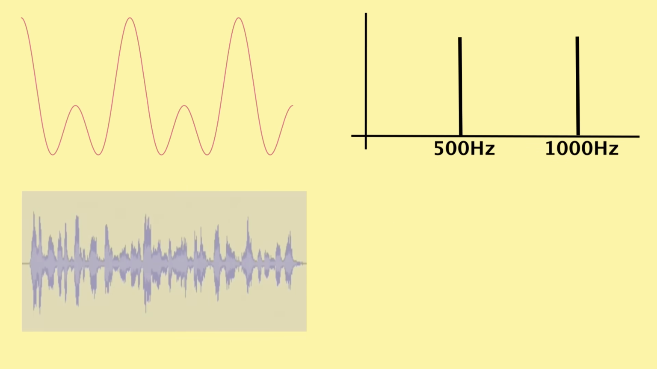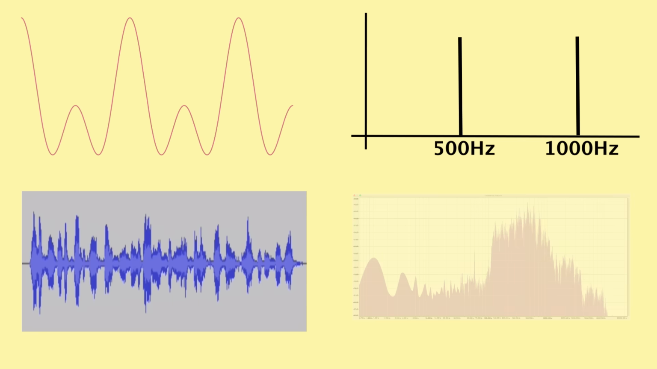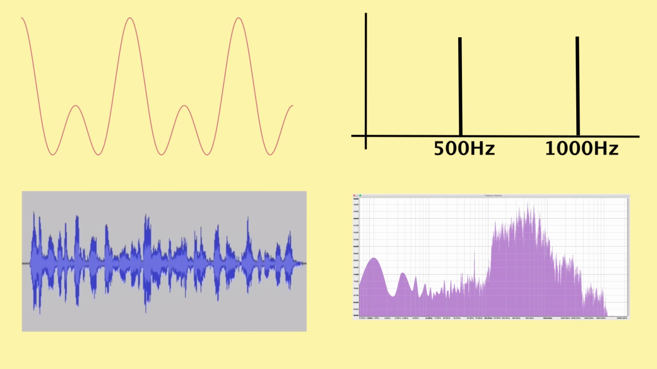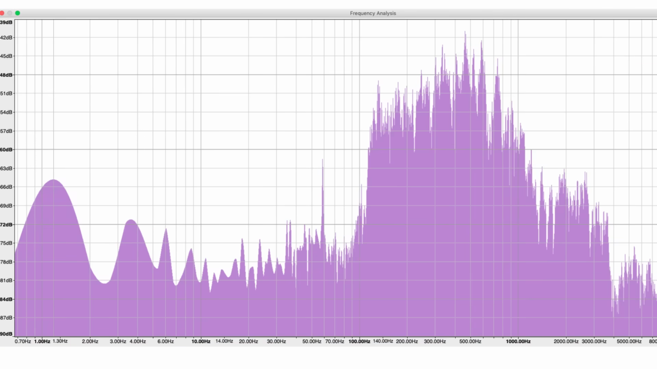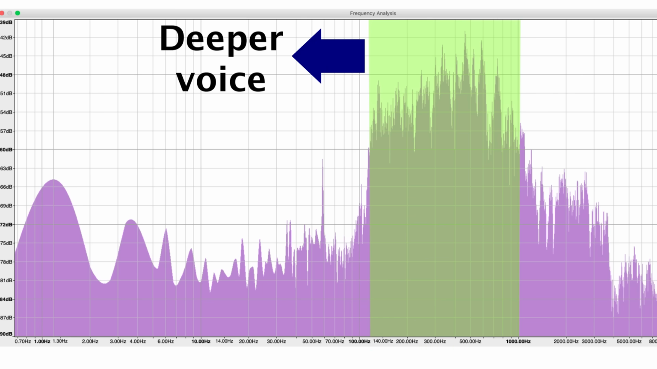My audio signal, on the other hand, is made up of infinitely many frequencies, an entire spectrum, which the program I use, Audacity, has the option to plot. As you can see, most of the tones that make up my voice are in this region, between about 120 Hz and 1000 Hz. If my voice was deeper, those would be shifted to the left towards those lower frequencies or pitches.